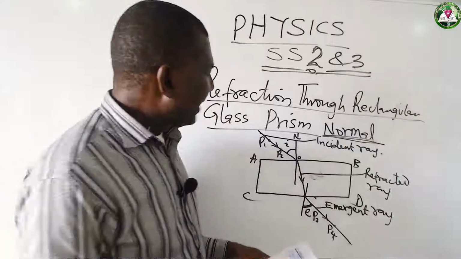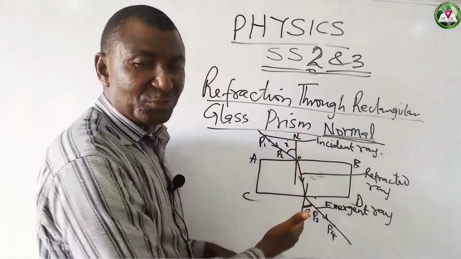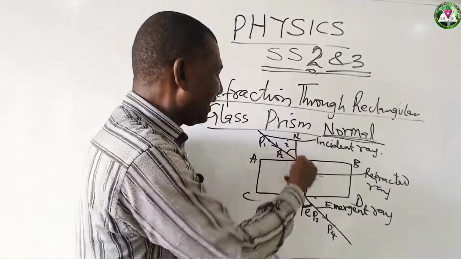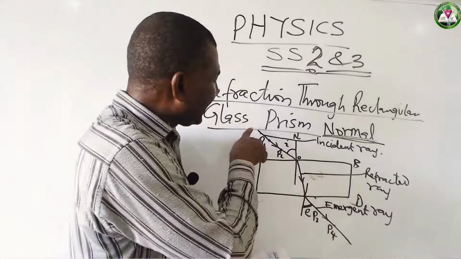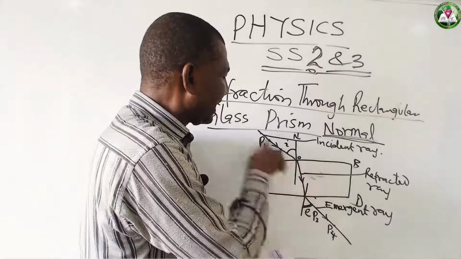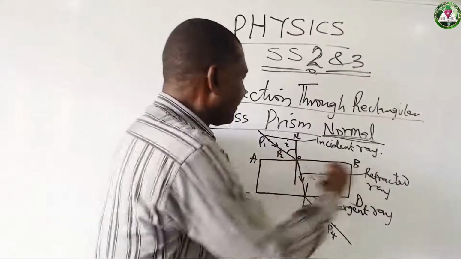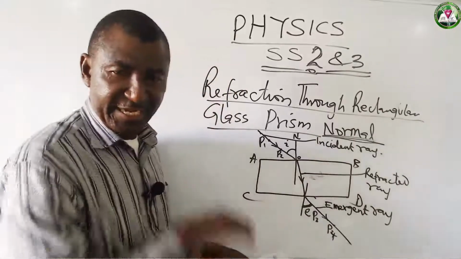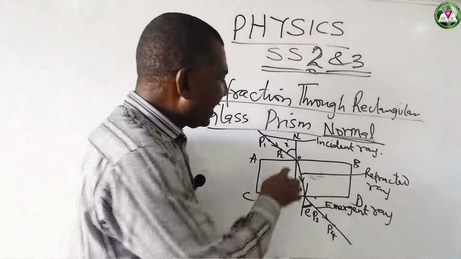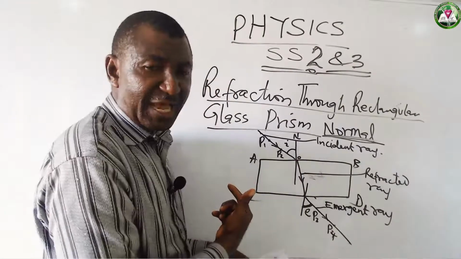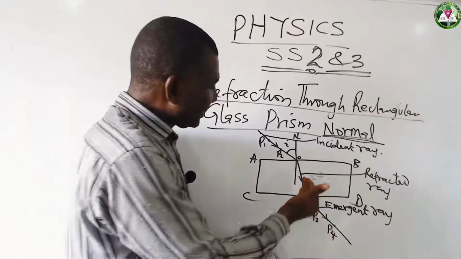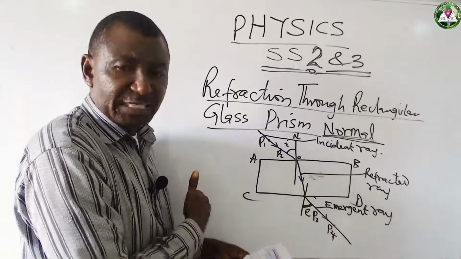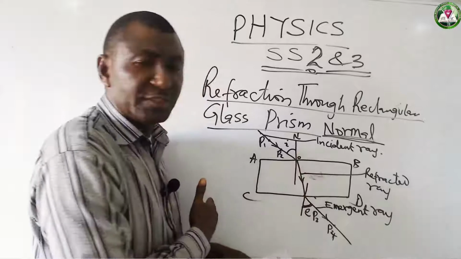So from my explanation, I told you it's a practical work. Now this is your normal, the line NO is your normal, and your incident ray is this ray that hits the air boundary at point O. The incoming ray is the incident ray. When it hits the boundary of this optically denser medium, the ray will refract towards the normal. That is what we mean by refraction. It will bend towards the normal.